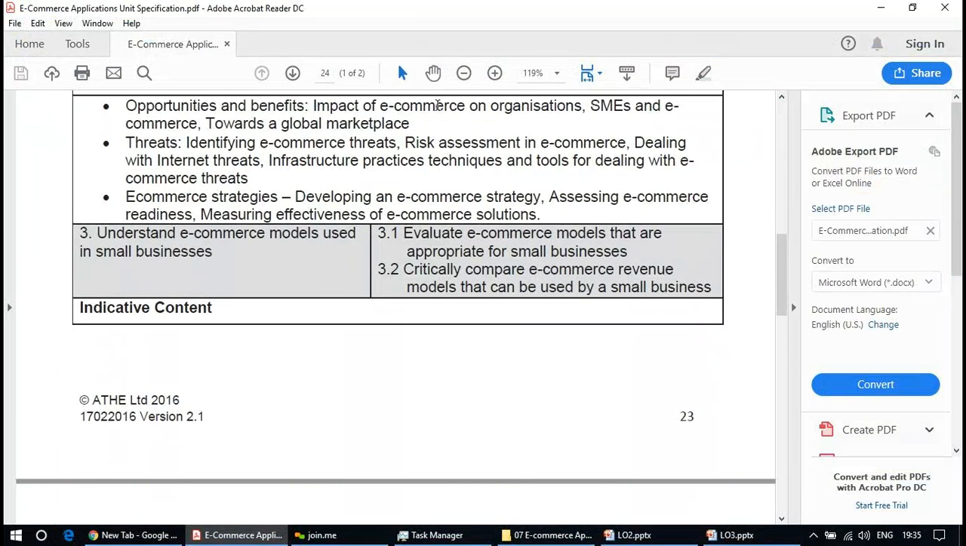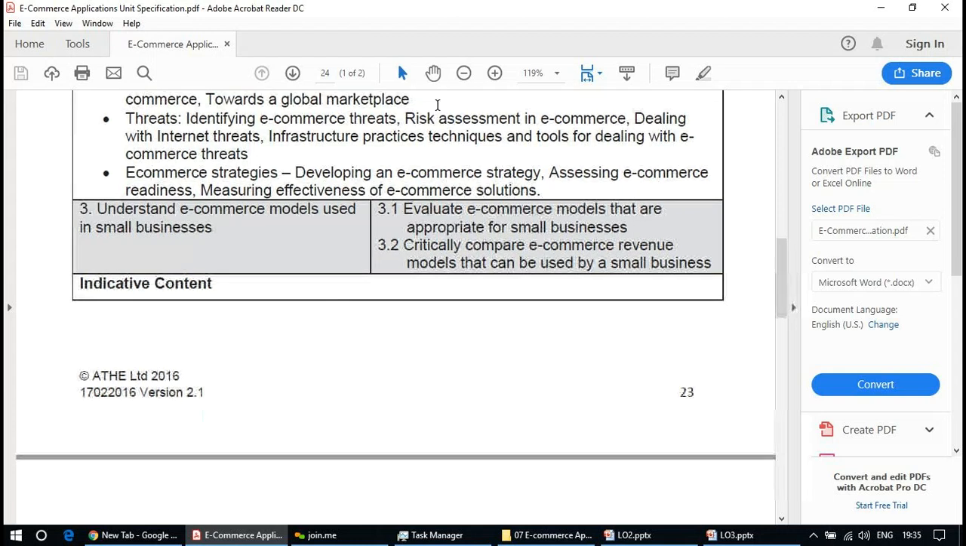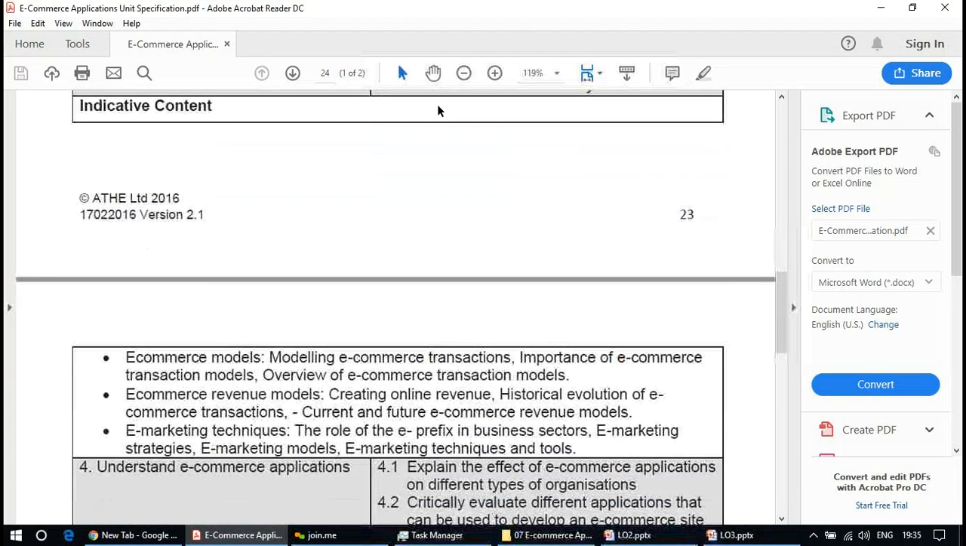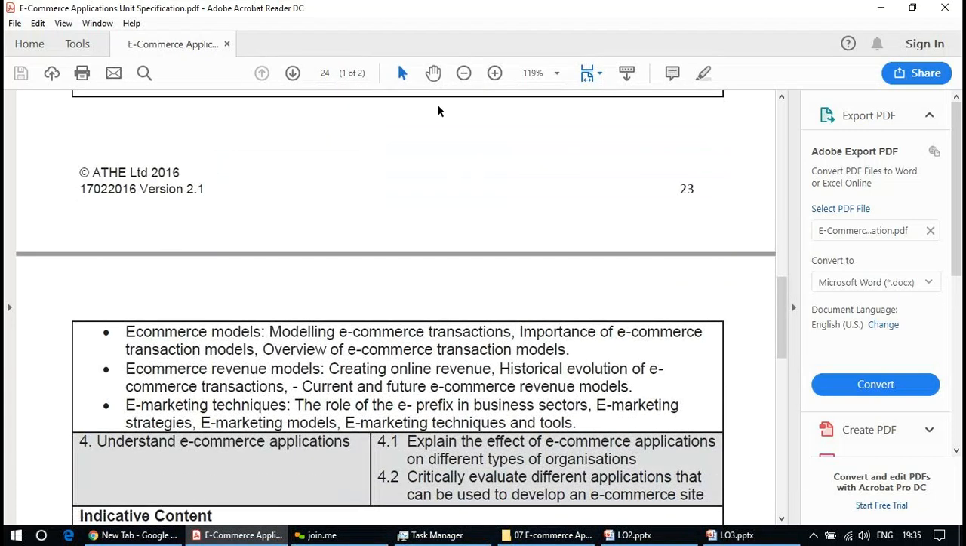Now, normally LO3 is models used in small businesses. So evaluate the e-com models that are appropriate for small businesses. Critically compare e-commerce revenue models that can be used by a small business. And their contents are e-com models, e-commerce revenue models, e-marketing techniques, e-marketing strategies, and these things.